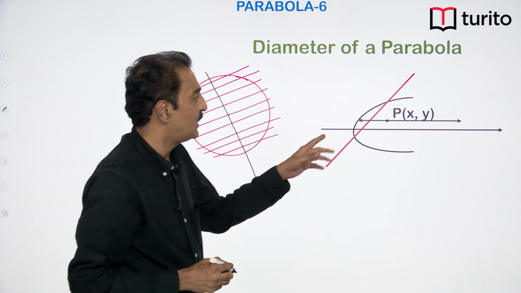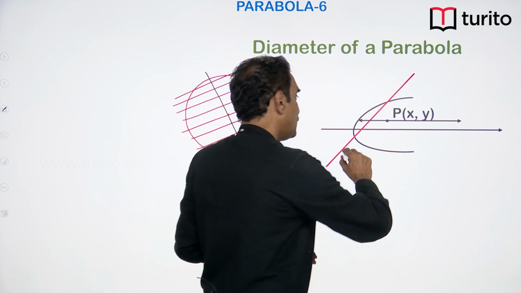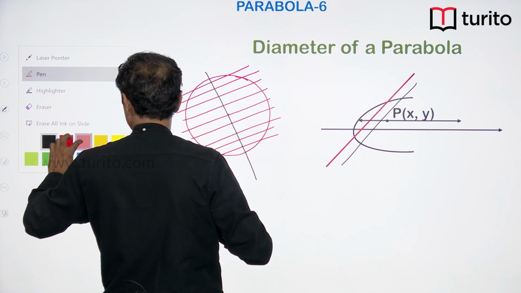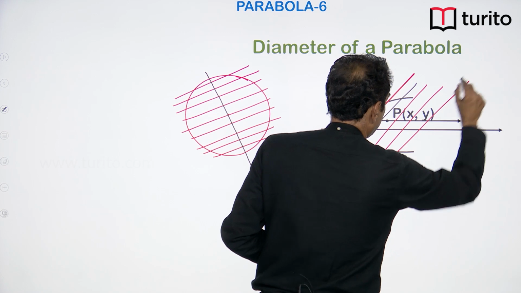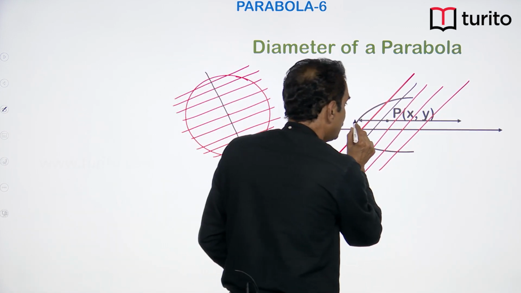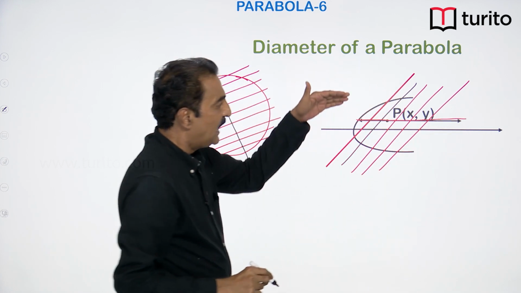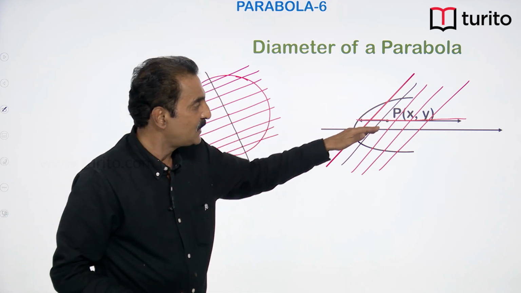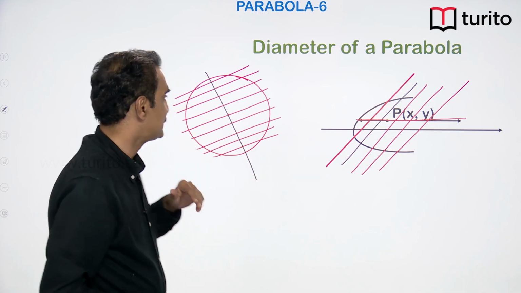Similarly, in a parabola, if you take a chord of fixed slope or draw parallel chords like this and join the midpoints of those chords, then all those midpoints lie on a straight line, and that straight line will be parallel to the axis of the parabola. But how can you prove that that is the line, and how can you prove that it is parallel to the x axis? Let us see.